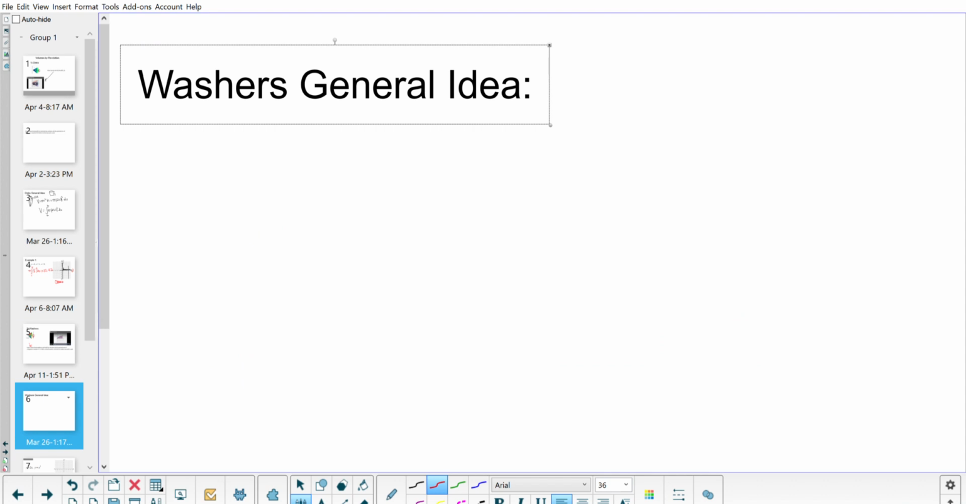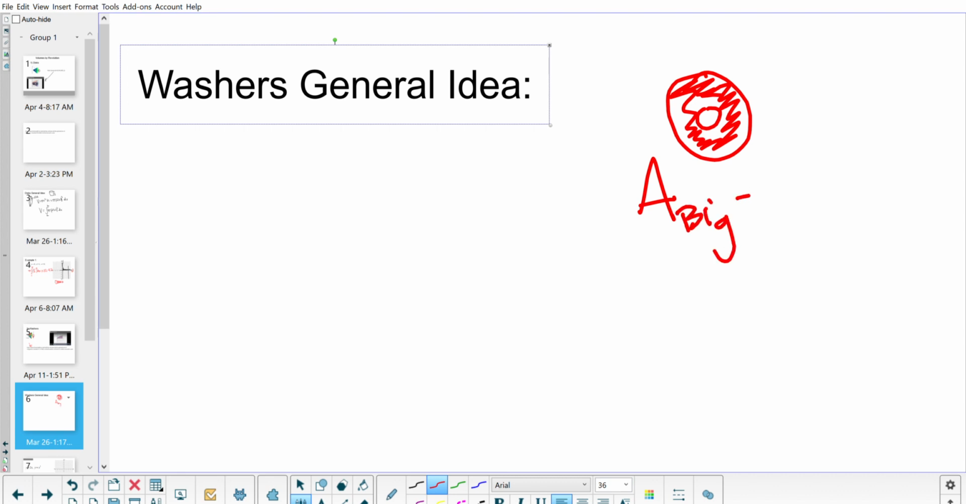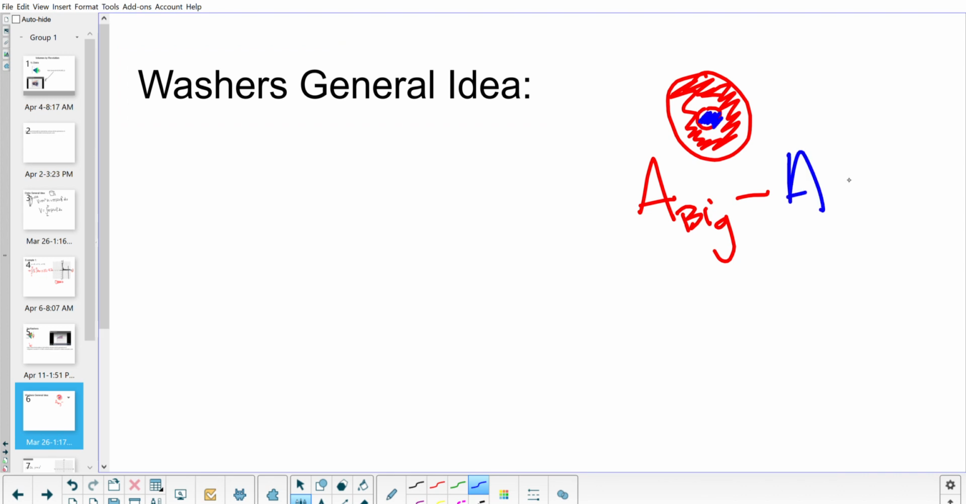The general idea with washers: it's still somewhat like a cylinder, but think about geometry, where your teacher would ask you to find the area of a circle like this. What you would do is take the area of the big circle, the whole thing, and subtract from it the area of the small circle. That would leave you with the donut shape.